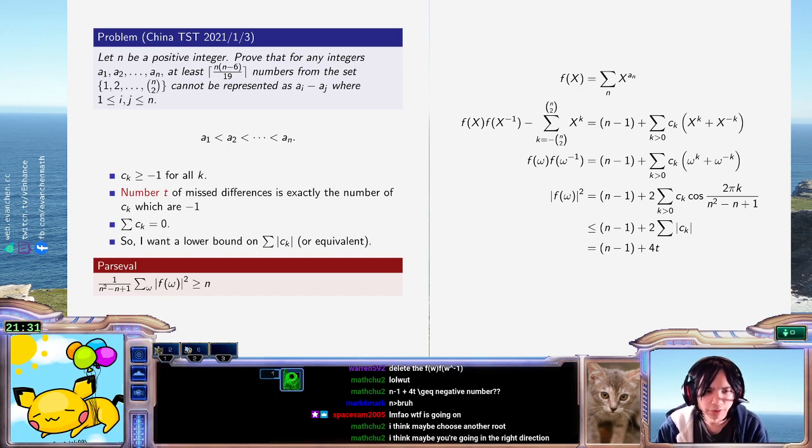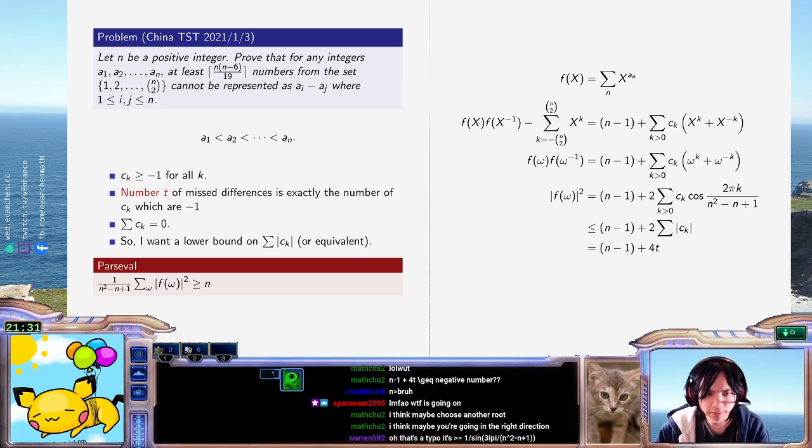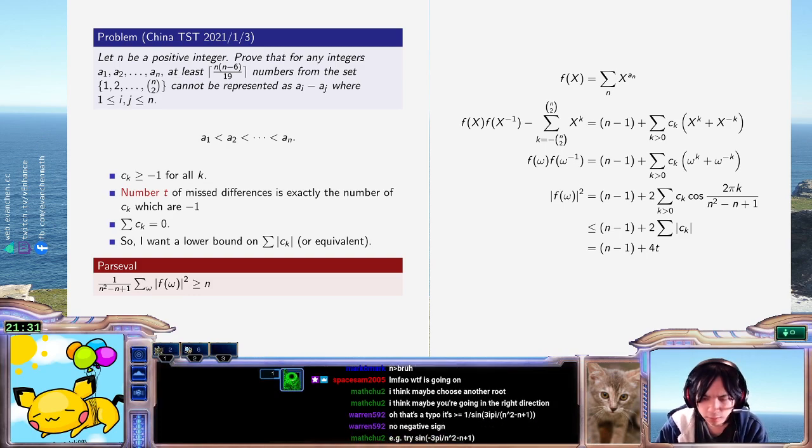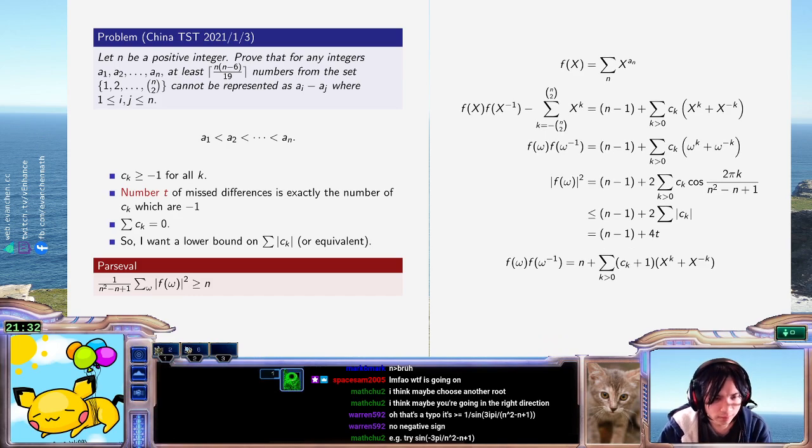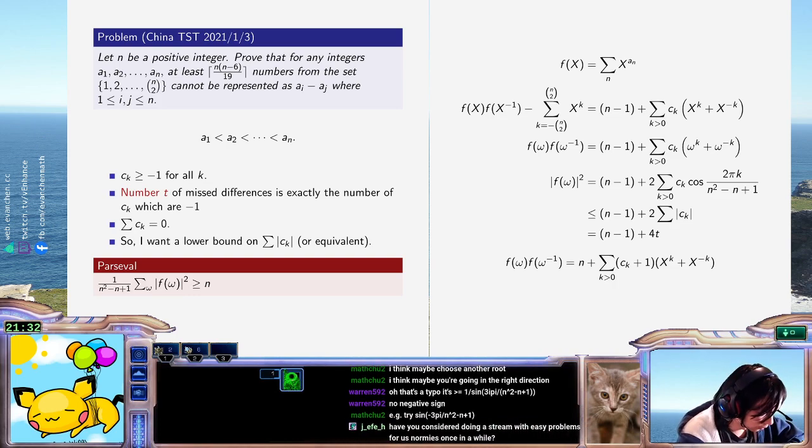Okay, wait. So you're saying that also f of omega inverse is promised to equal n plus the sum of k of ck plus 1. So without the... Okay, wait, so... No, what? No, wait. I mean, the 3 pi is equal to 19.